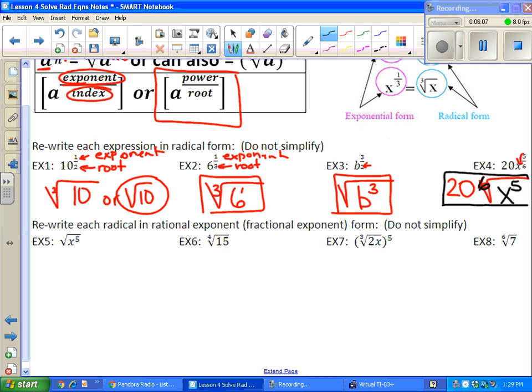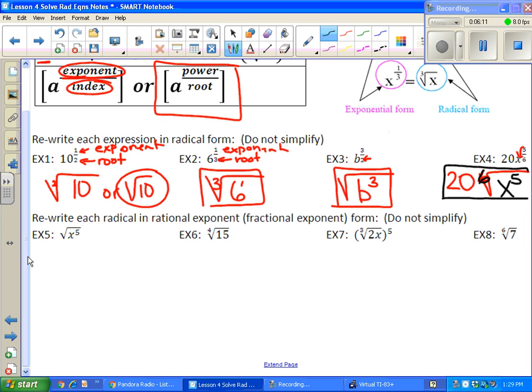Rewrite each radical expression with a rational exponent. So now I'm giving it to you basically in the opposite form. We don't have to simplify. We're just trying to practice rewriting things. So, I am taking the second root, so there's implied to be a 2 there.